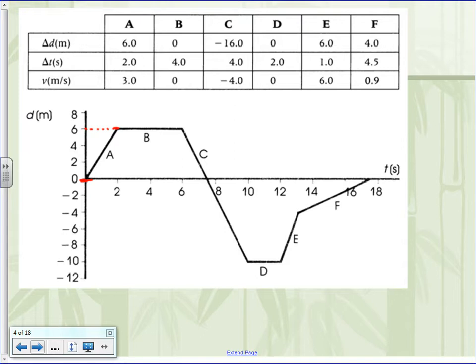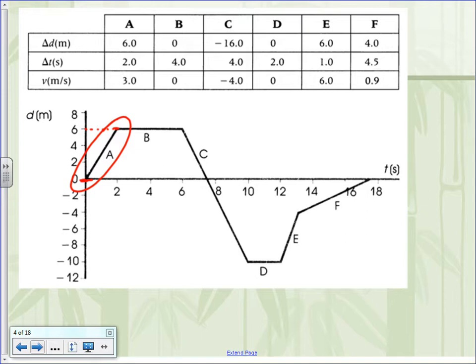Yeah, or positive 6 meters, because we've got negatives on here. We don't know whether that's up, down, forward, or backward, but we've got positive and negative. So we would say the displacement here would be positive 6 meters. The distance traveled would be 6 meters. In part A, it's traveling at a what? A constant speed, or constant velocity, we'll say.